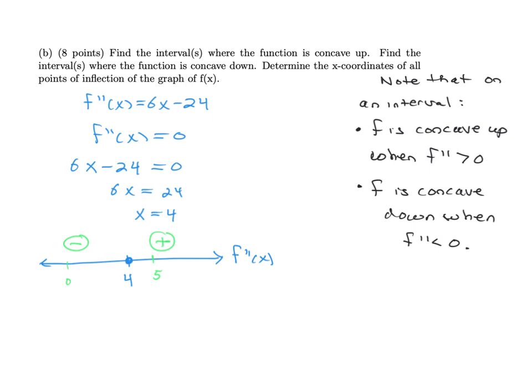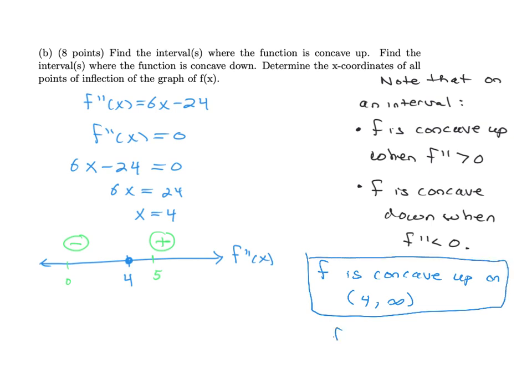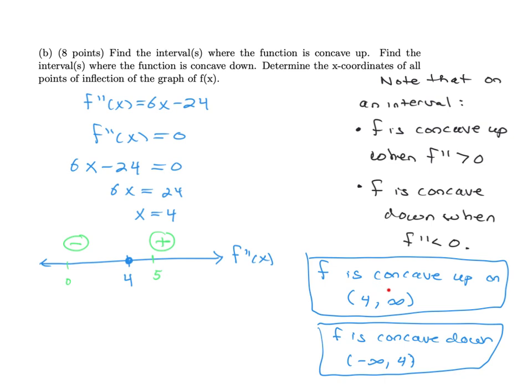So I'll note that off to the side here. We'll say f, the original function, is concave up on the interval from 4 to positive infinity. And f is concave down on the interval from negative infinity up to and not including 4. Again, that's where the second derivative is positive and where the second derivative is negative. Finally, what are the x values of any inflection points? X equals 4 is the location of an inflection point.